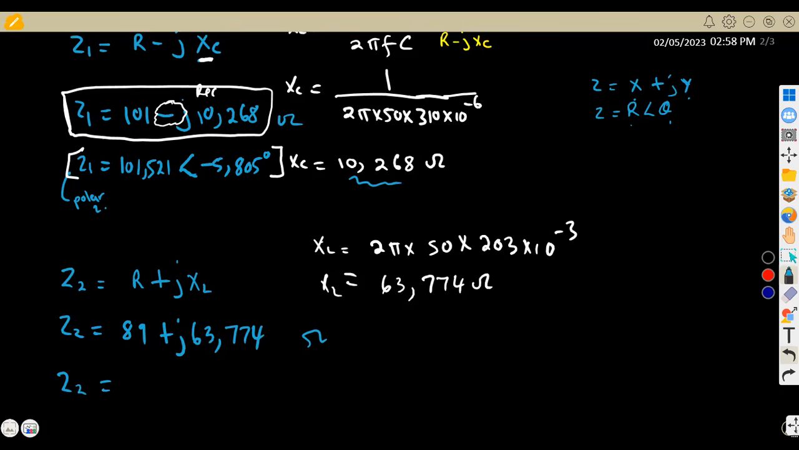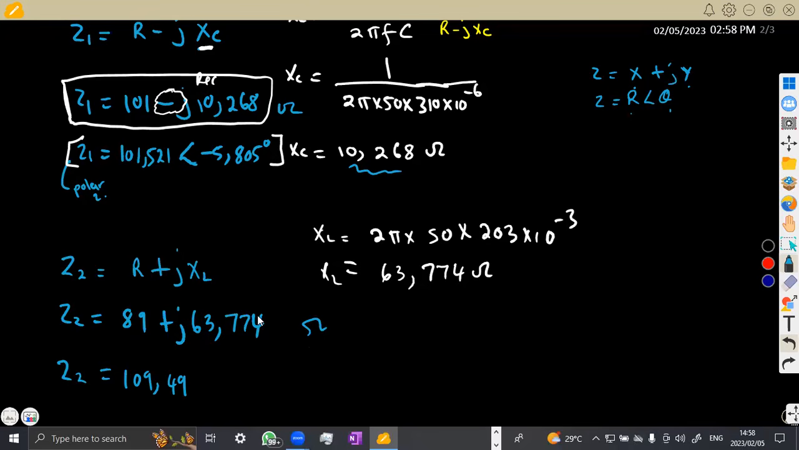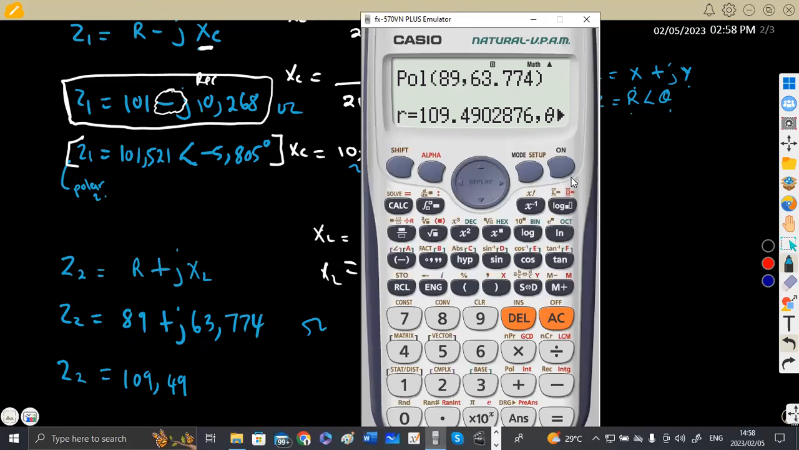Okay, so this is going to give you R in polar form, which is 109,490. Here guys, actually let me show this. I forgot to show the screen, so sorry for that. I hope now we can see this on the calculator. Let me redo this one.